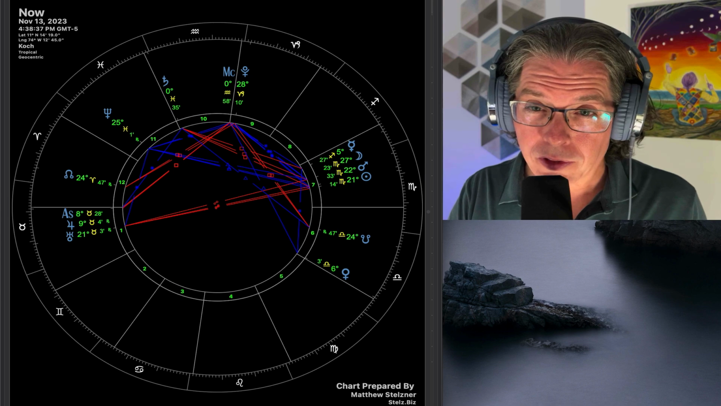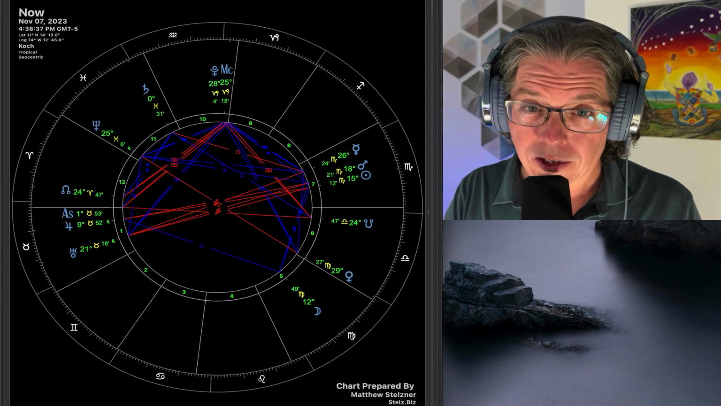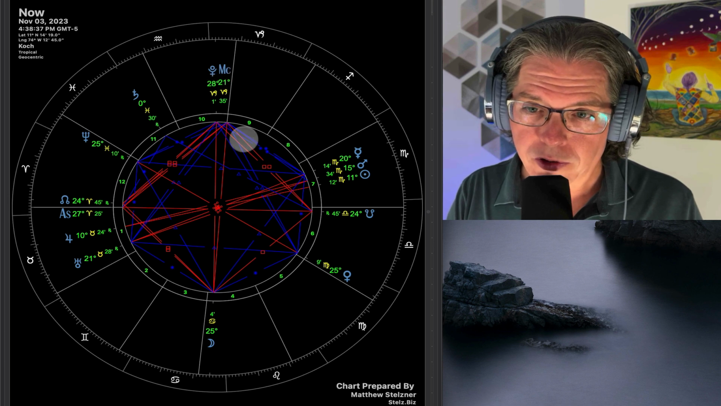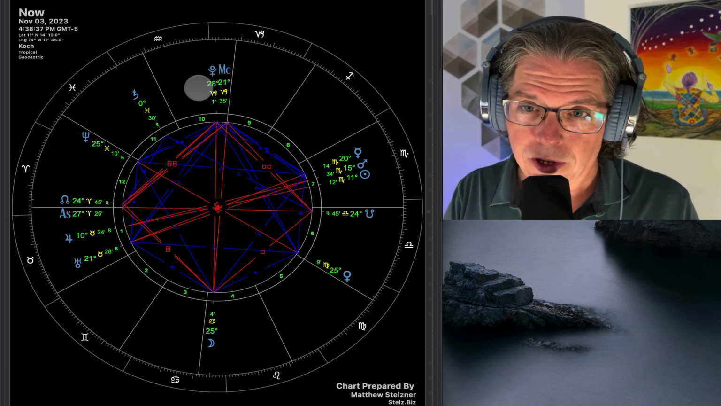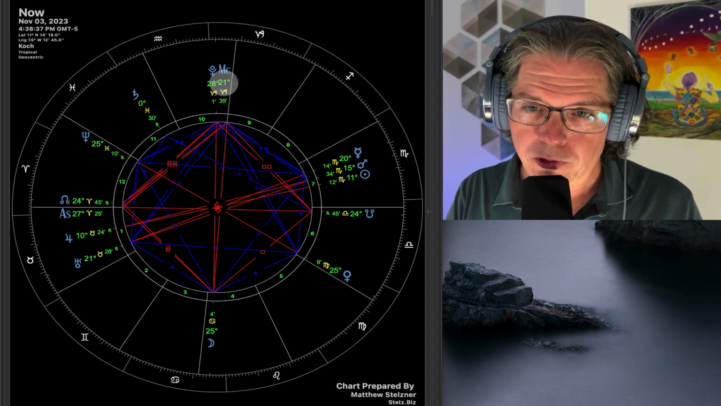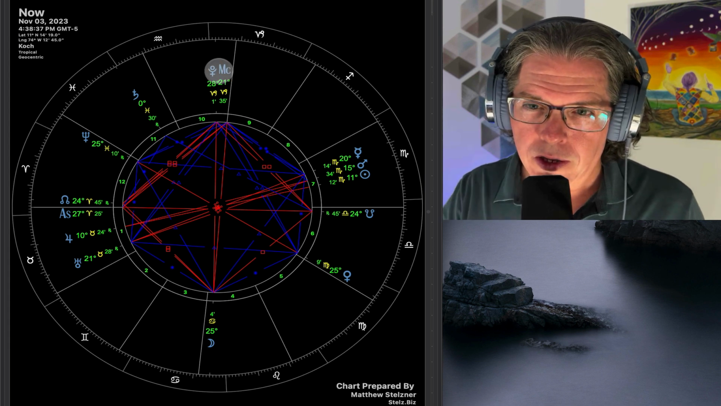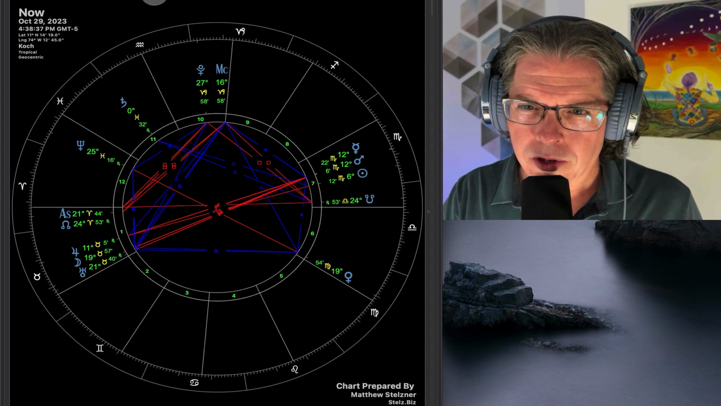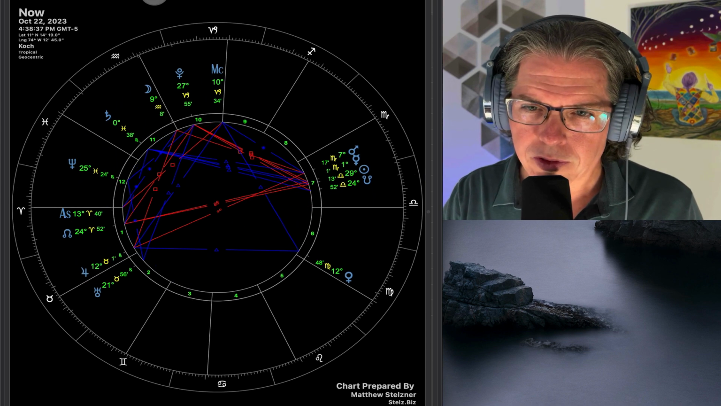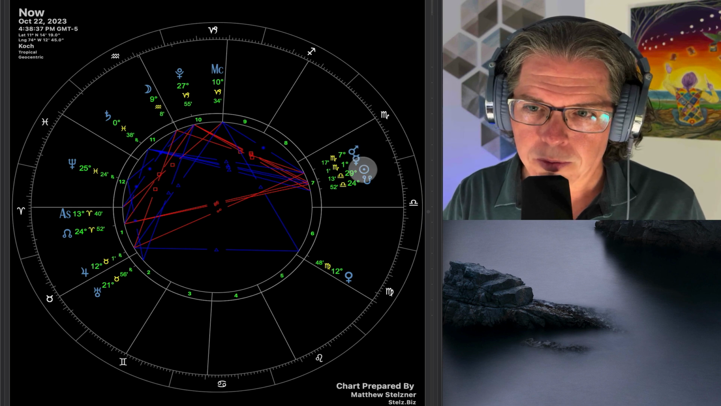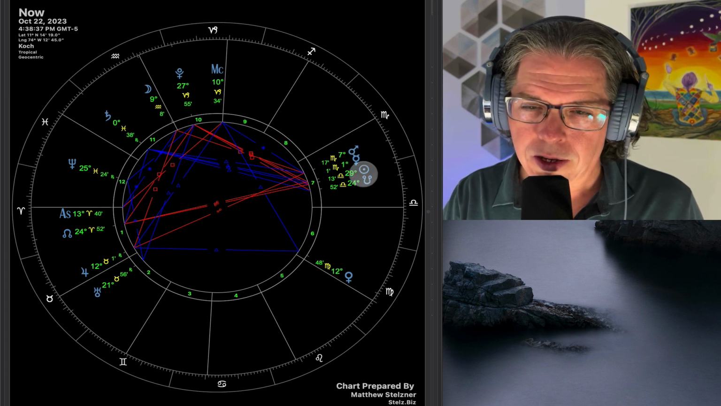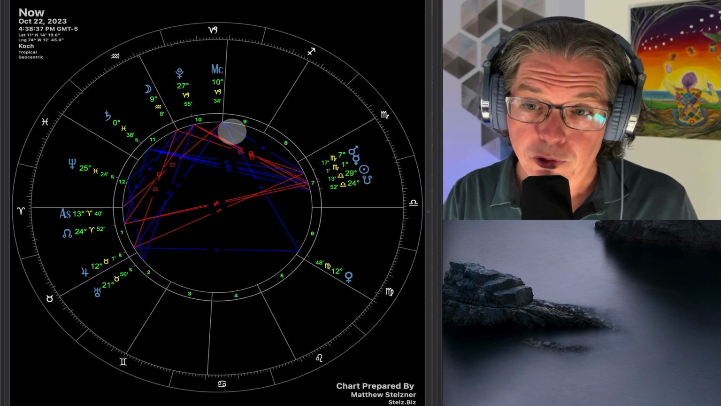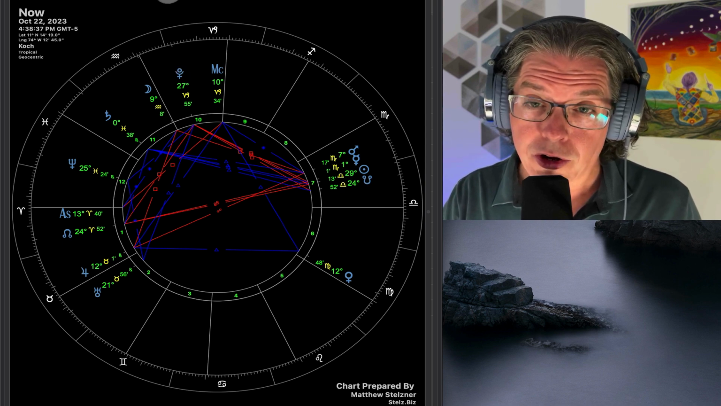But let's go back to the third. I was saying that I've put in the nodes, and it's part of what's drawn here. You can see the squares to Pluto. Part of this has been the Sun square Pluto. Basically, at the point of the eclipse, we also had Sun square Pluto. And so Pluto's been squaring the nodes.